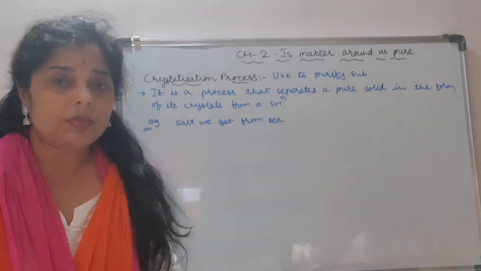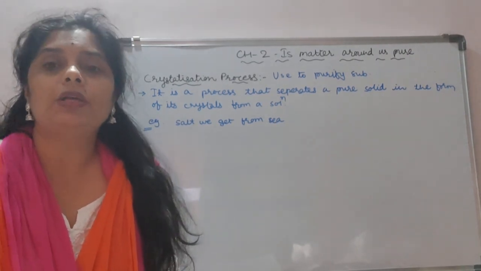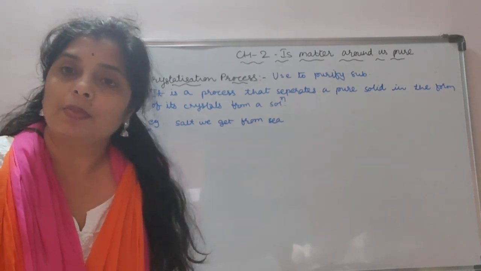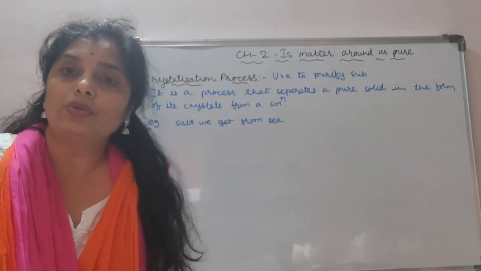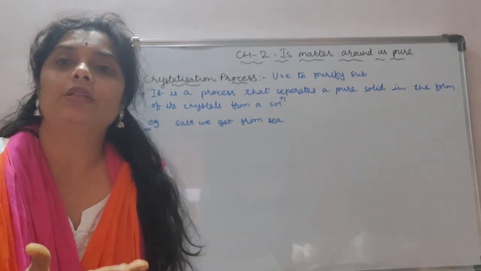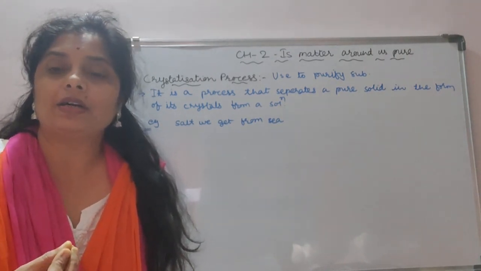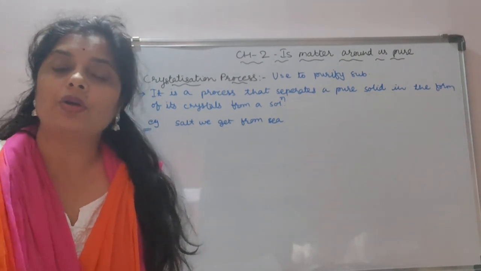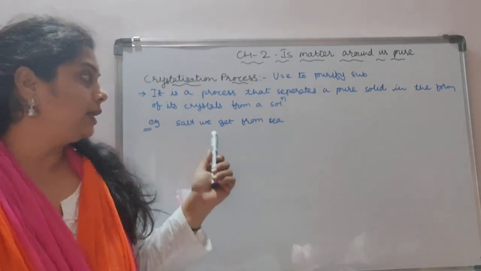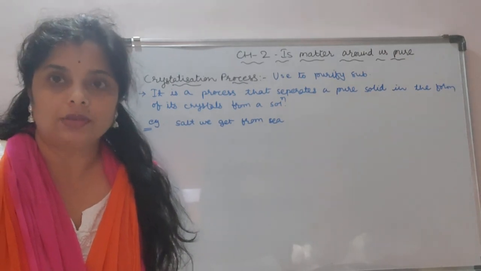See, seawater has so many impurities in it, and to remove those impurities we do the crystallization process. Due to sun rays, the water evaporates, and the rest of the crystal particles we get as salt. They are pure because the impurities are removed due to the sun rays. Like that we can now see the advantages and how it works.